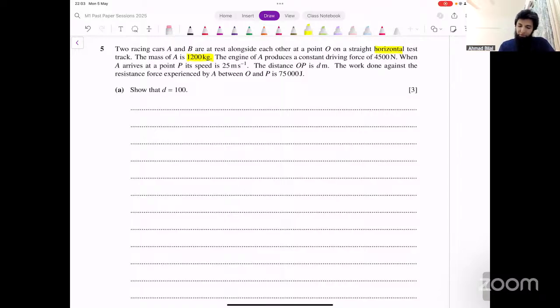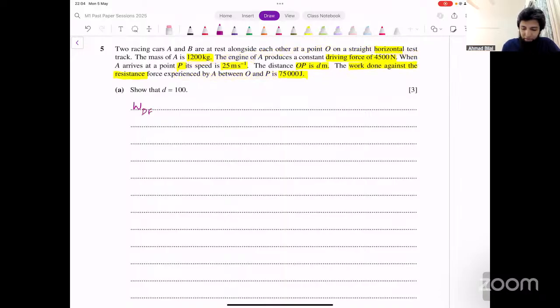The engine of A produces a constant driving force of 4500 Newton. When A arrives at a point P, its speed is 25 meters per second. The distance OP is d meters. The work done against resistance between O and P is 75,000 joules. Show that d is equal to 100. You got so many hints about what you're going to do in this question. They've talked about work done against resistance. They've given you the speeds, the driving force. Does that remind you of something?